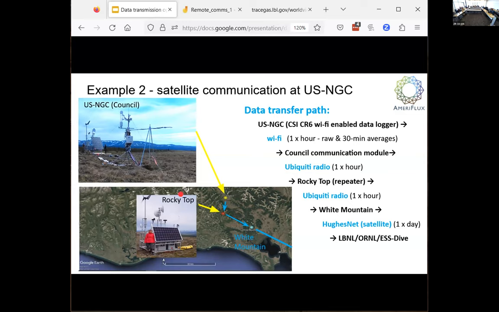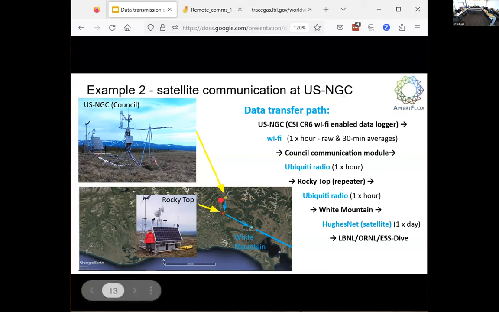So Sigrid is part of the tech team and is operating some sites in the Seward Peninsula in Alaska. These are US NGC. This example is from US NGC, and they have a very complicated data communication path.